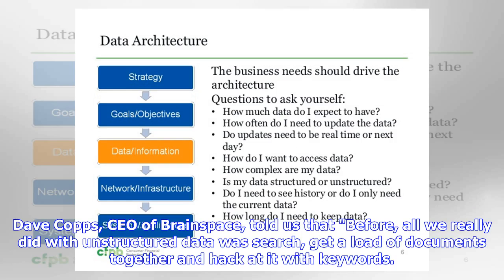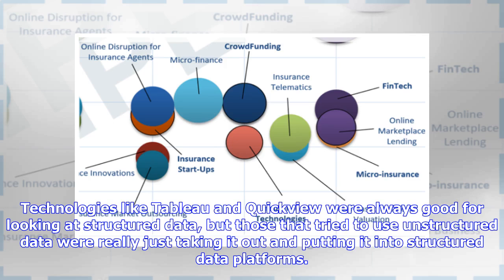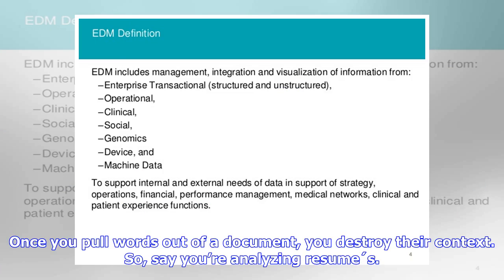Dave Koppes, CEO of BrainSpace, told us that, before, all we really did with unstructured data was search, get a load of documents together and hack at it with keywords. Technologies like Tableau and QuickView were always good for looking at structured data, but those that tried to use unstructured data were really just taking it out and putting it into structured data platforms. Once you pull words out of a document, you destroy their context.